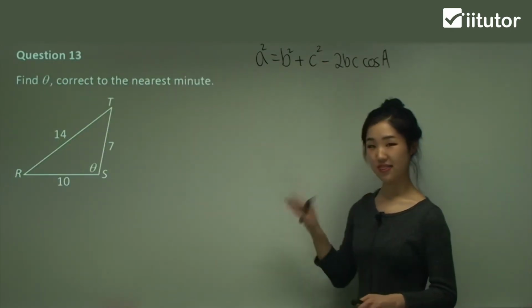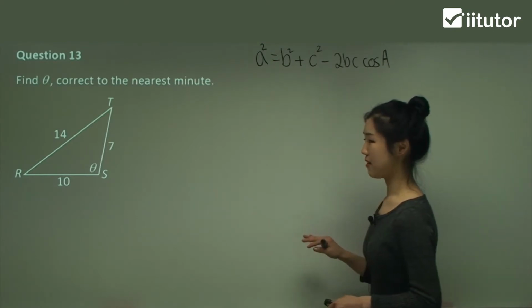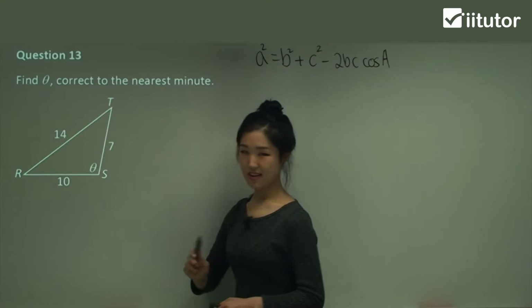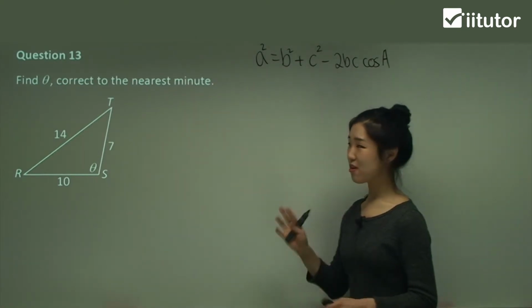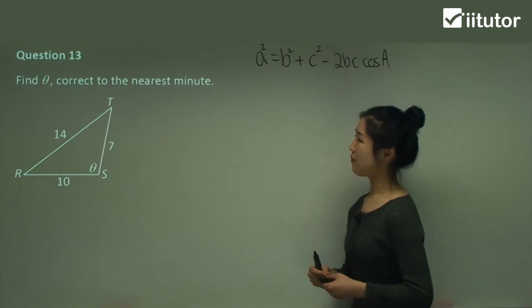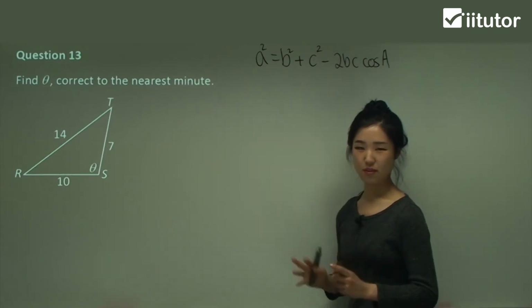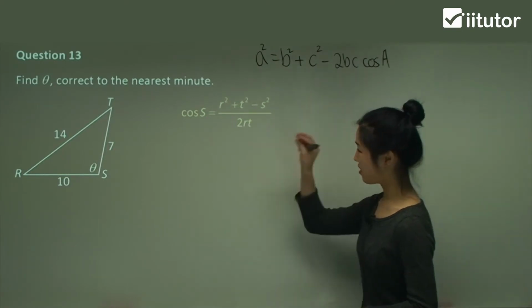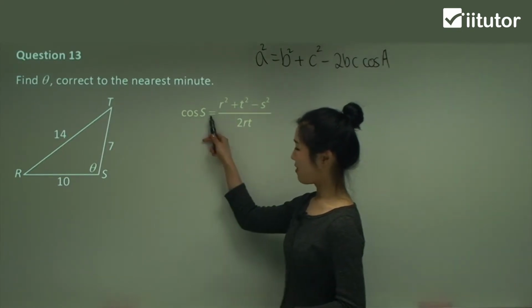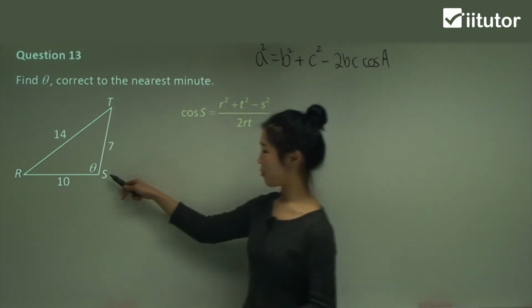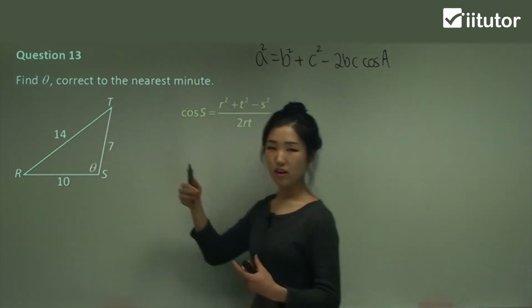Question 13: find theta, correct to the nearest minute. So this time we're looking for the angle, theta. Have your previous answer close by so we can use that one. I'm not going to show you all the algebra steps again, I'm just going to simply use that formula, which is actually just this one, but with different inputs. So cos S, I'm going to do this in terms of S, R, and T, because this one's in terms of S, R, and T, so you know what I mean.